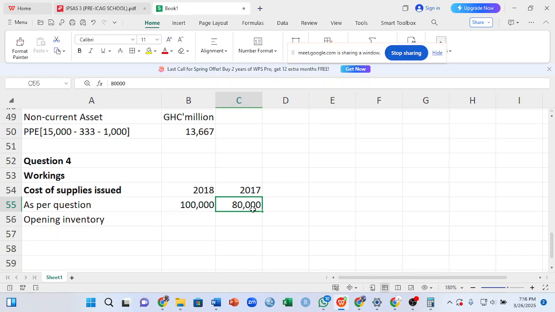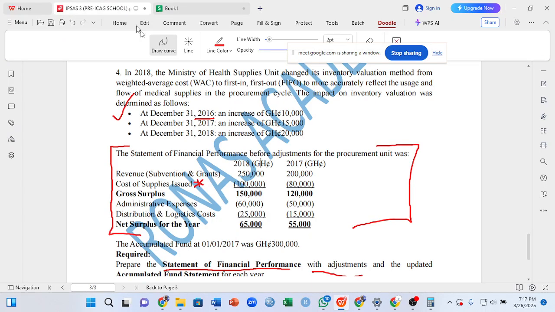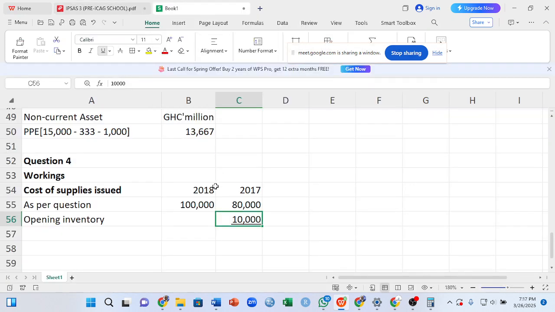Do you get it? It will be added, not subtracted. Yes, sorry, I didn't read that part. Yes, it will be 10,000. We'll rather add. Add to 80,000. Then we'll look for that of 2017, 2018.